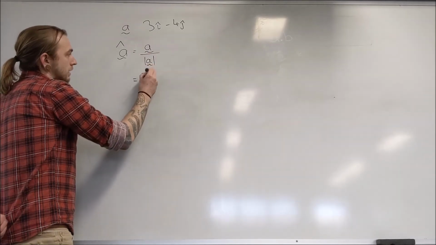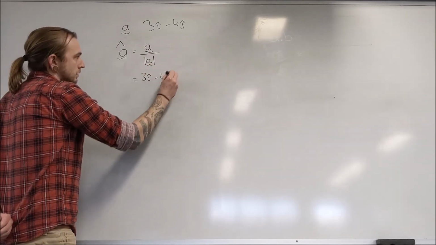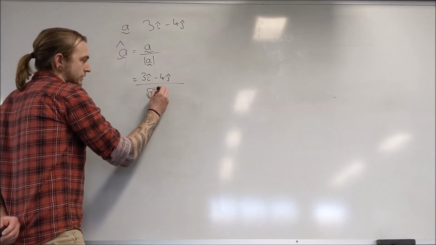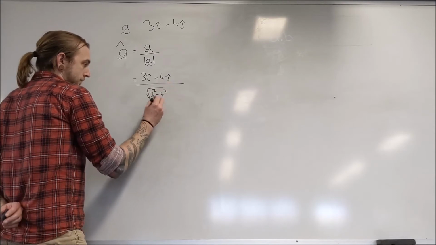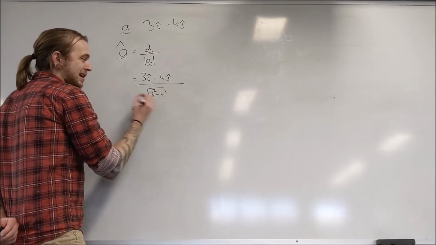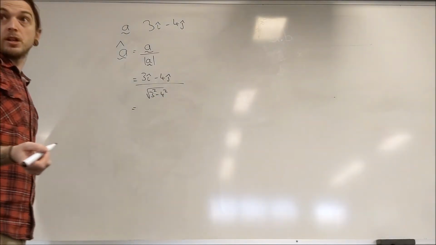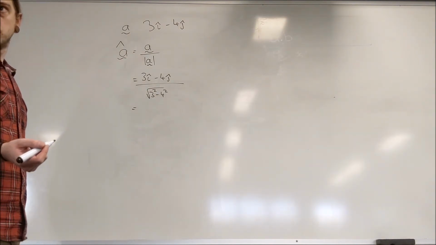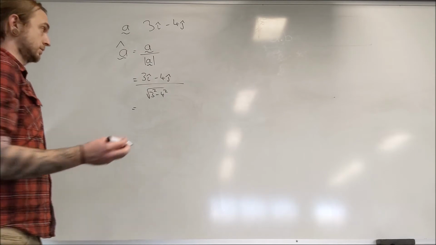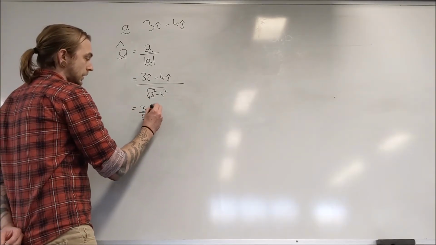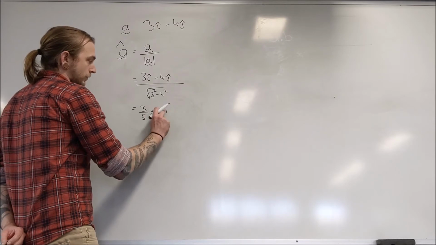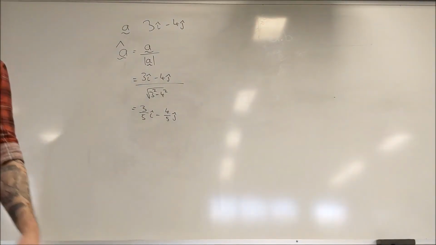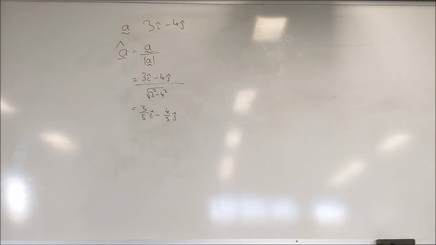Okay, so we know A here, and then we're going to need to divide that by its magnitude, which is going to be the square root of 3 squared plus 4 squared. 3 squared gets you 9, 4 squared gets you 16, add them together, 25. Square root of 25. So you've got 3 on 5 i minus 4 on 5 j.